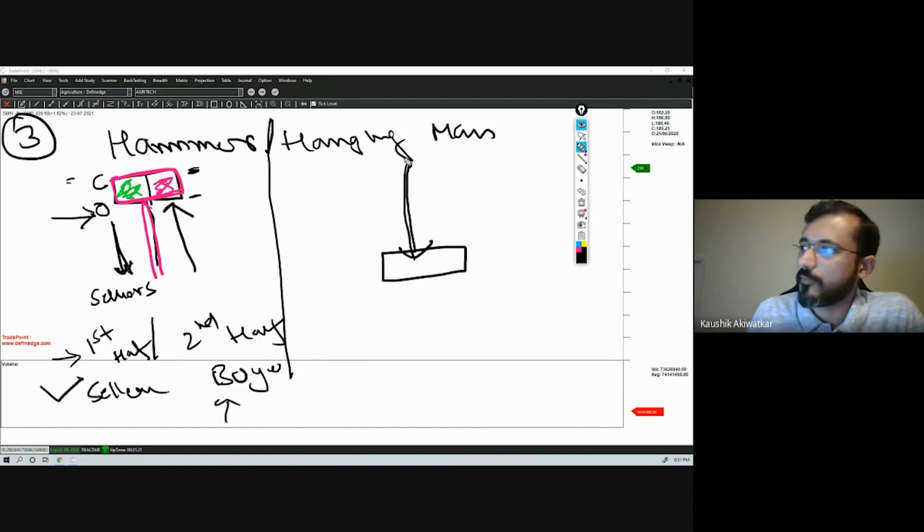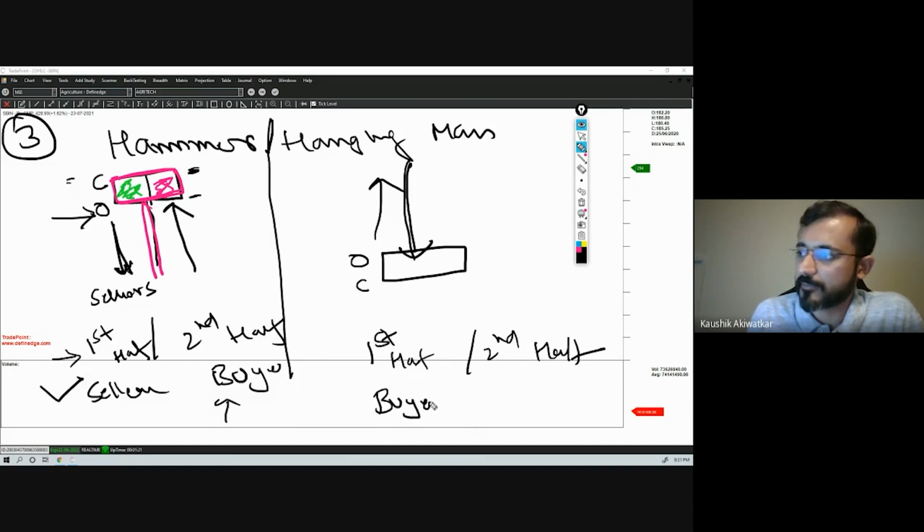So again, going through the same psychology of first half, second half. In the first half, if this is the opening price and this is the closing price, and I want to push the price higher, who will be active in the first half? Buyers. In the second half, sellers are active.